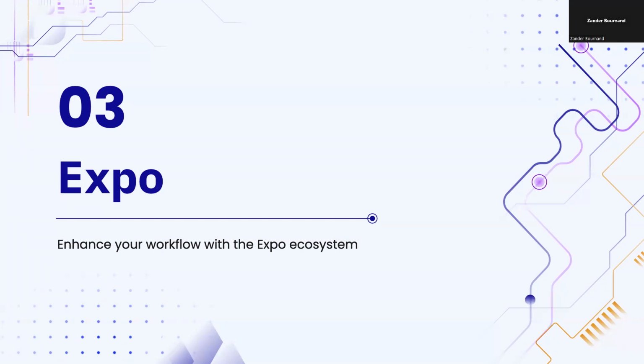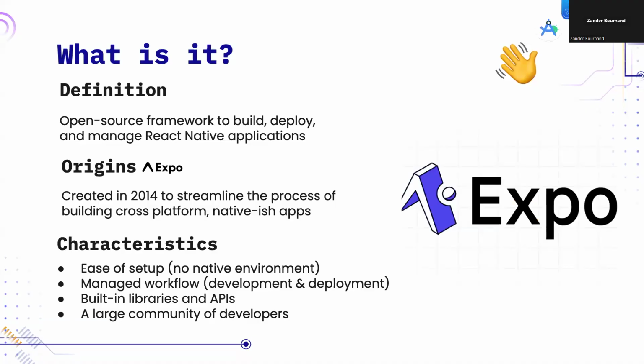And it's sort of become a standard, to be honest. So Expo is just an open source framework to build, deploy, and manage your React Native app. This was created in 2014 to sort of streamline the process of building cross-platform apps with React Native. Some of the main characteristics you see with Expo: first, the ease of setup. We'll look at it afterwards, but you do not need Xcode or Android Studio. If you didn't use Expo, for example, if you didn't have a Mac, you probably couldn't even deploy to the Apple Store, because you need Xcode to deploy to the Apple Store. With Expo, you don't need that. So you can be on Windows and deploy to the Apple Store just fine.